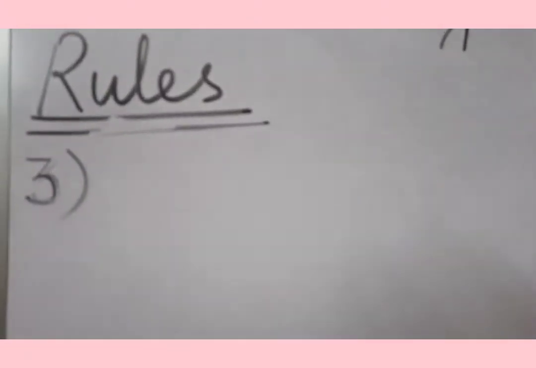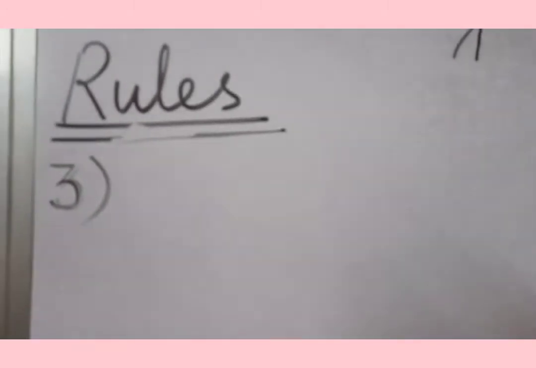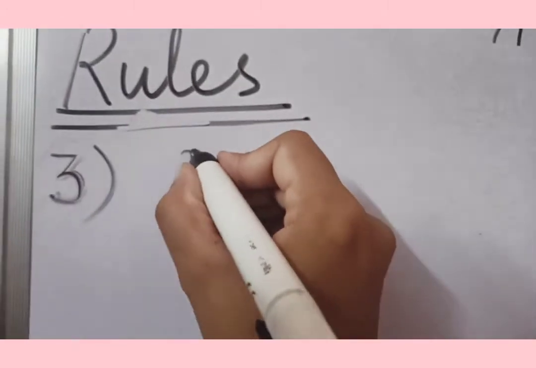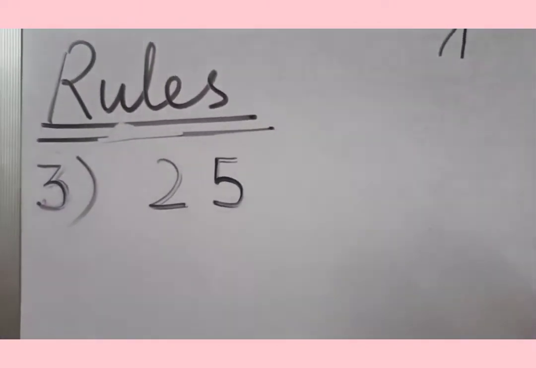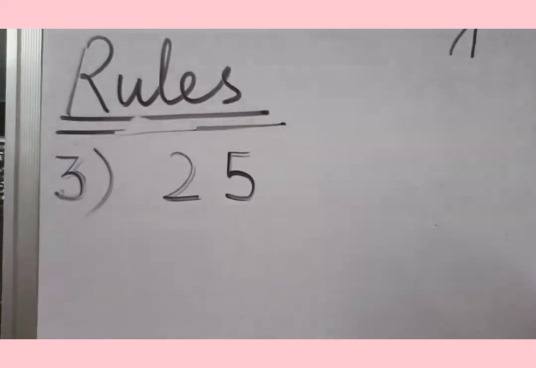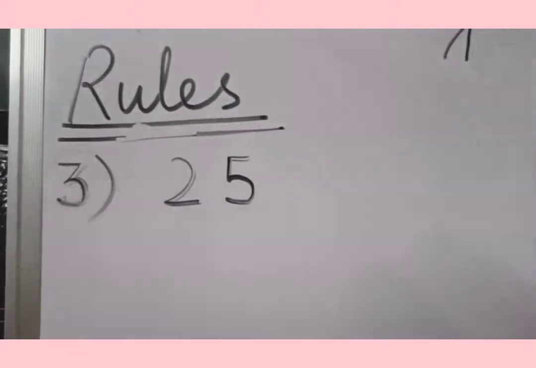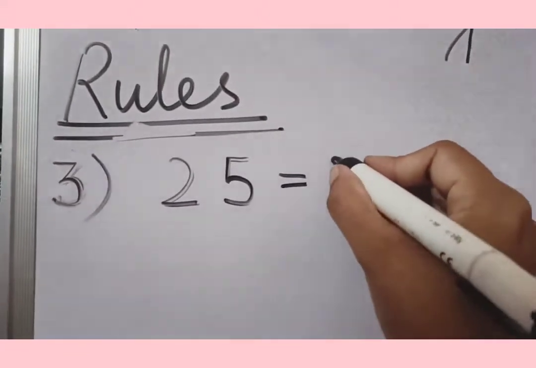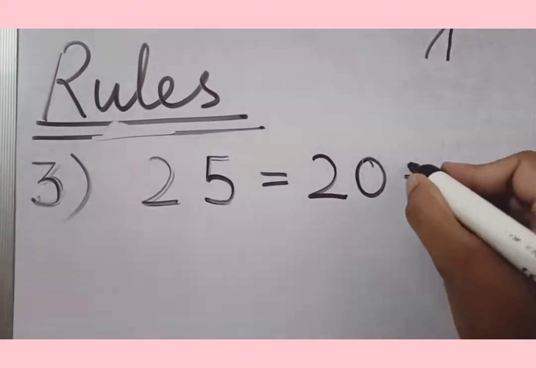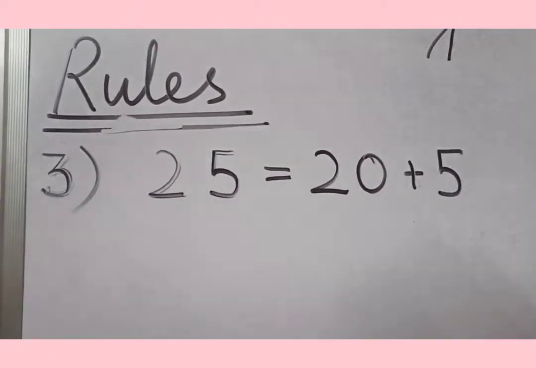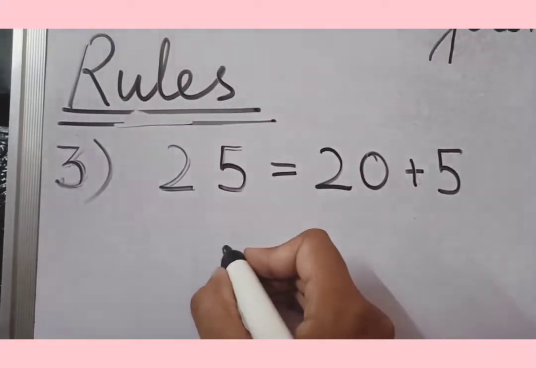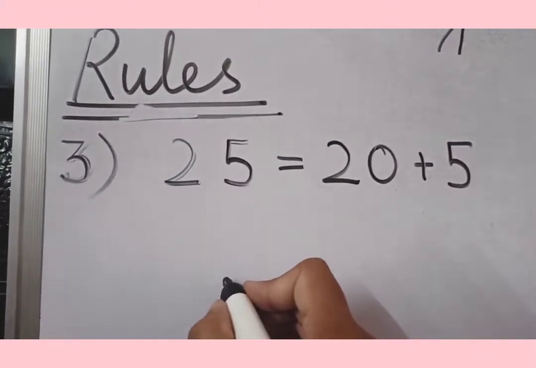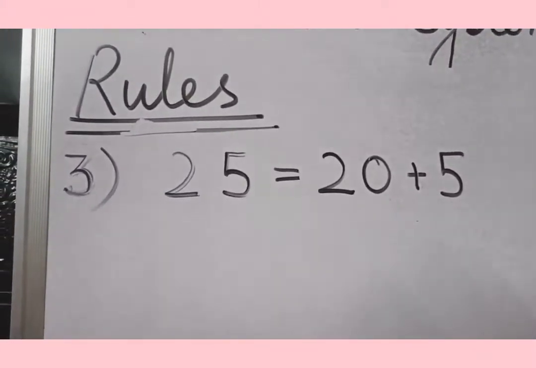And now is rule number 3. If I am going to write any number in the Roman system, the method is that first I will expand the number, because if I write 2 and 5 separately in Roman numerals, that will give me a wrong answer.